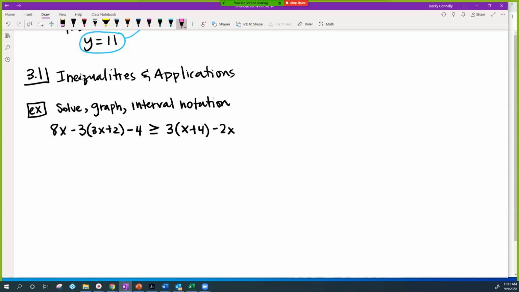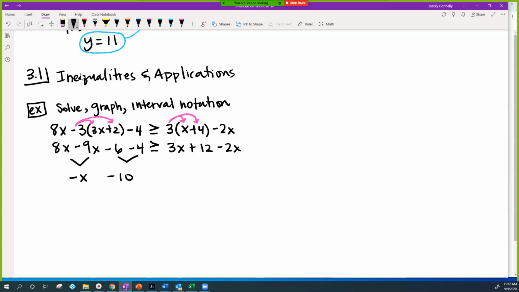Okay, so the first thing that we'd want to do is distribute to get rid of those parentheses. So let's go ahead and do that first. Right, so on the left side we'd have 8x minus 9x minus 6 and minus 4 is greater than or equal to, now let's distribute that 3 through, so 3x plus 12 minus 2x. Okay, and then we just want to get our like terms together on each side. So when we get those together, we get negative x. When I put these together, I get negative 10. On the other side, I have 3x minus 2x, which is just an x, and then plus 12.